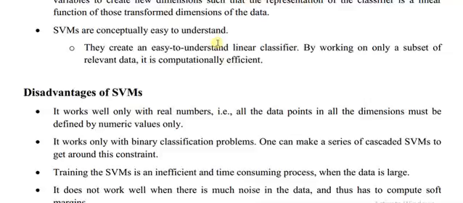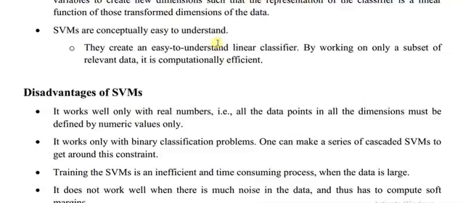There are some limitations associated with support vector machines, and that is they work well only with real numbers. So only for numerical data does the support vector machine work perfectly. All the data points in all dimensions must be defined by numeric values. It does not work with categorical, ordinal, or nominal values. So it needs only numerical data.